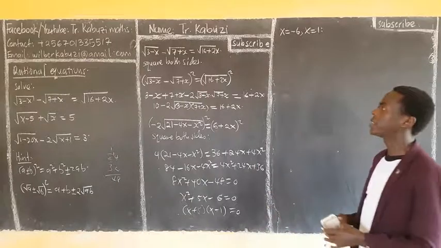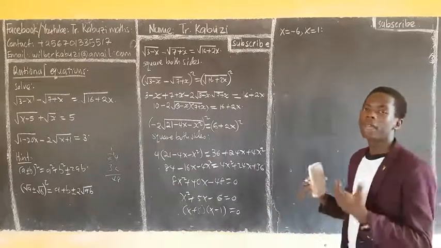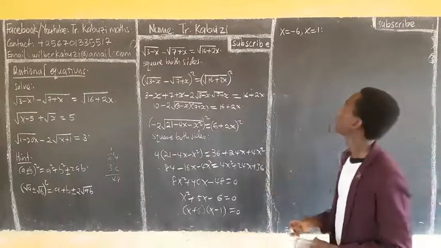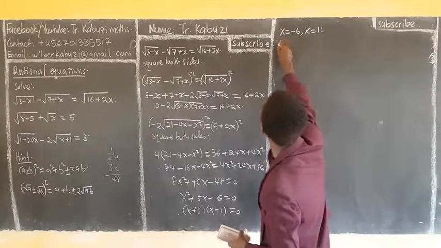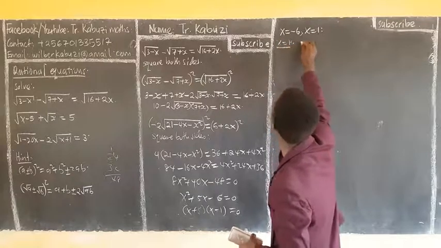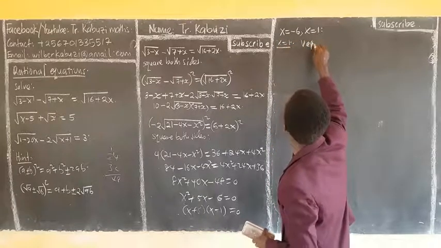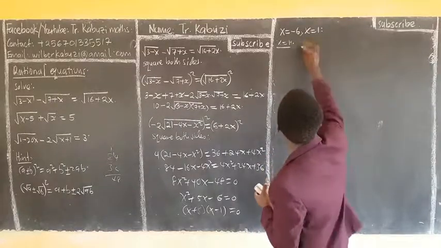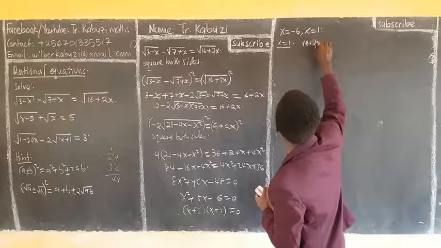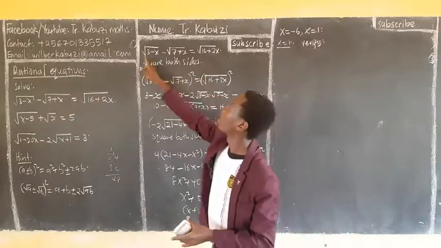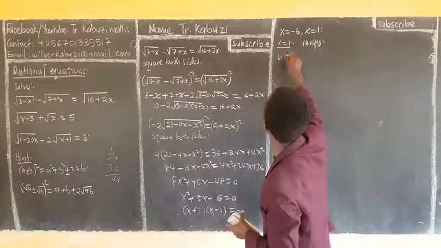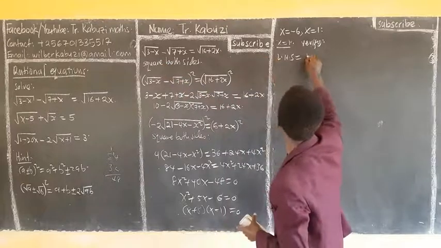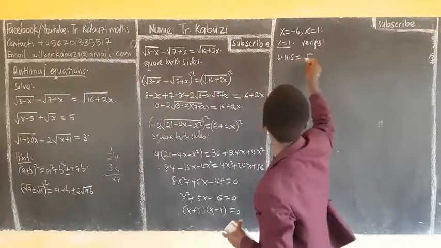So after getting the values like that, now you do what you call verification, because sometimes not all these values are holding. So when x is equaling to 1, we are going to verify for those values. Now I call this the left hand side. When I put 1 here, I'll be having root 2. When I put here, I have root 2.